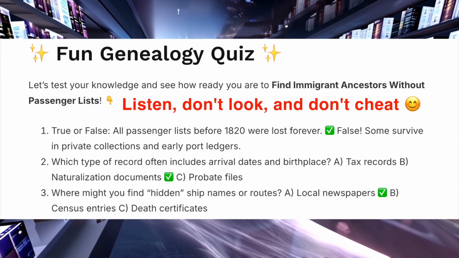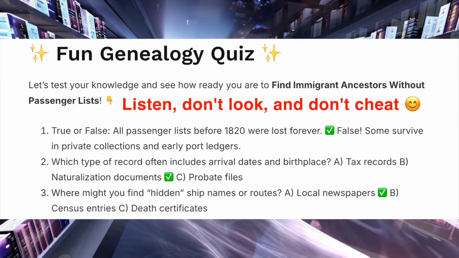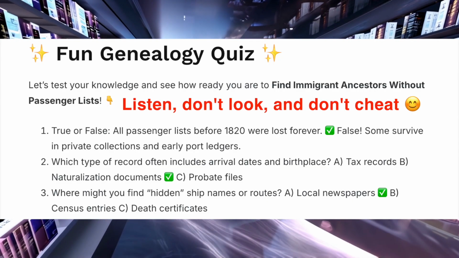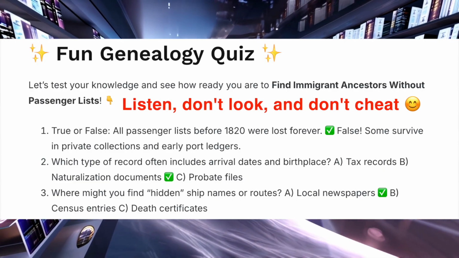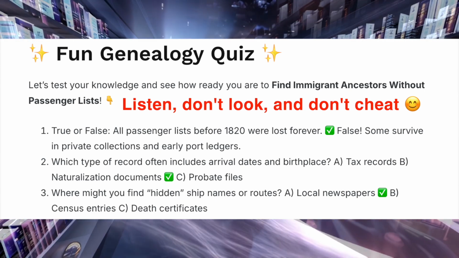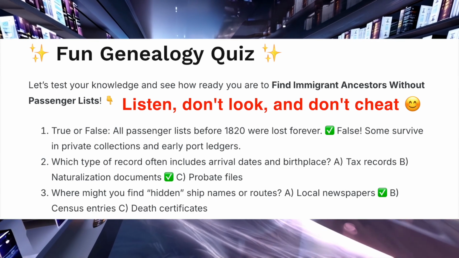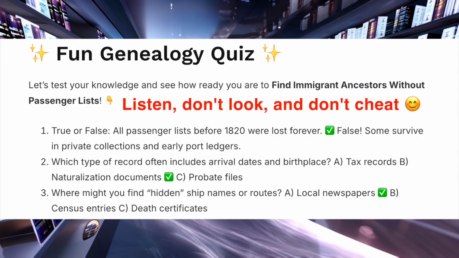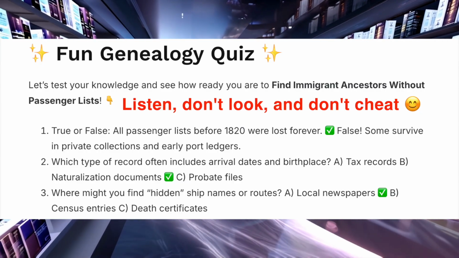Okay, true or false? All passenger lists before 1820 were lost forever. Answer: false. Of course that's false. Some survive in private collections and early port ledgers. Okay, how'd you do? All right, let's get to number 2. This is a question. A, B, or C, which type of record often includes arrival dates and birthplace?